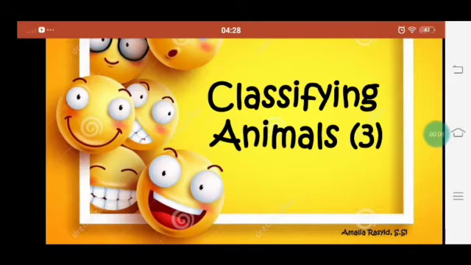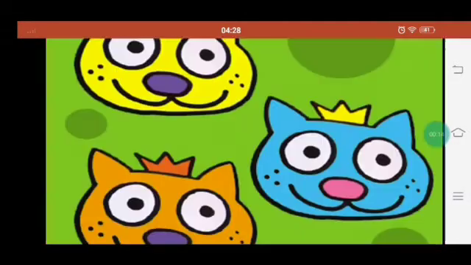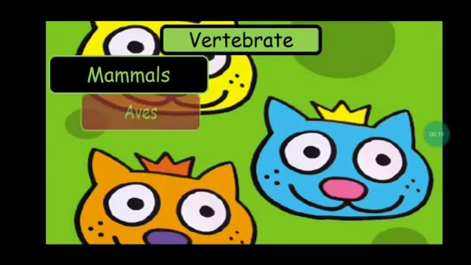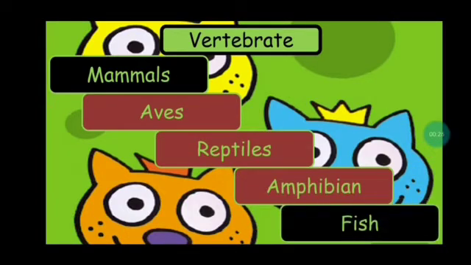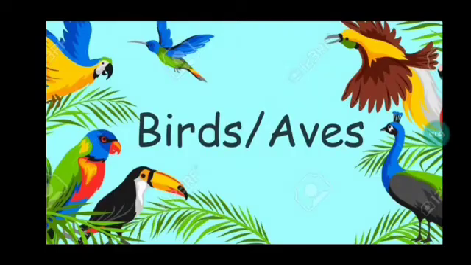Today we still discuss about the topic classifying animals, part 3, pengelompokan hewan ya. Last week we have discussed some kinds of vertebrate, mammals and fish. For today we will continue to discuss the three last vertebrate here that teacher signed with the red color. There are aves or birds, and then reptile and also amphibian. So today we will discuss the three last vertebrate, aves or birds, reptiles and amphibian. Unggas, reptil dan amfibi. Okay, we start it with birds or aves.